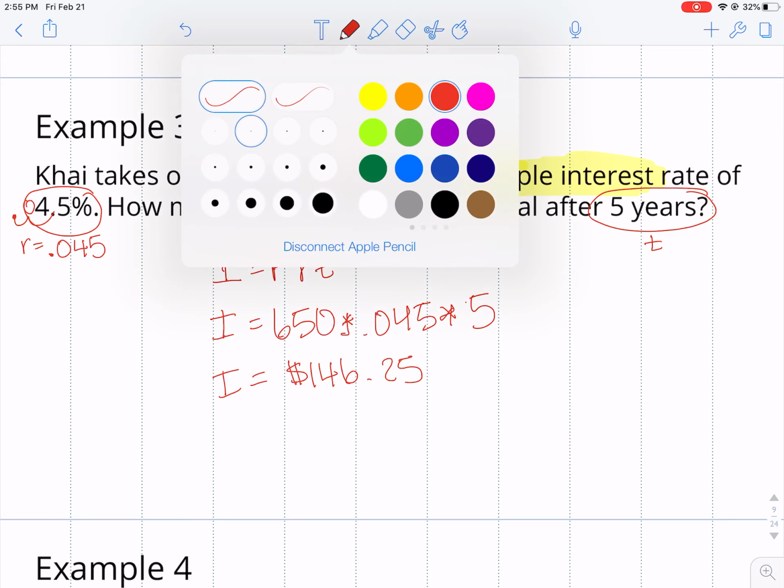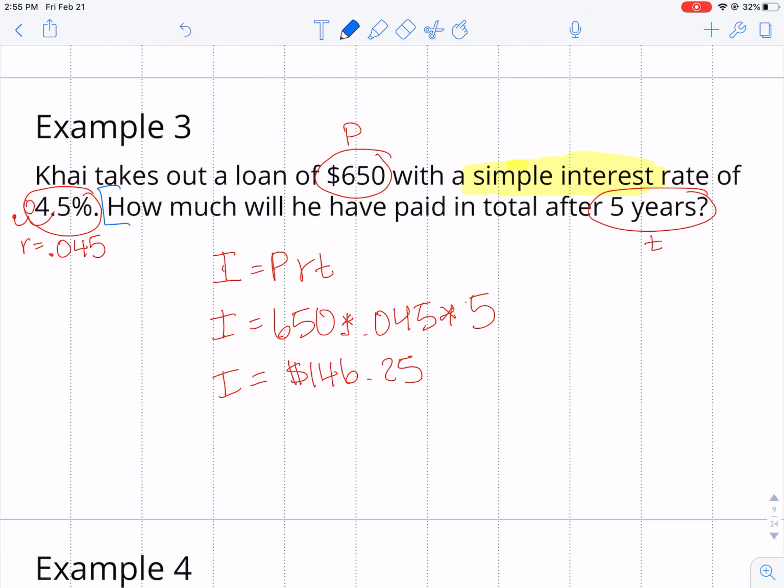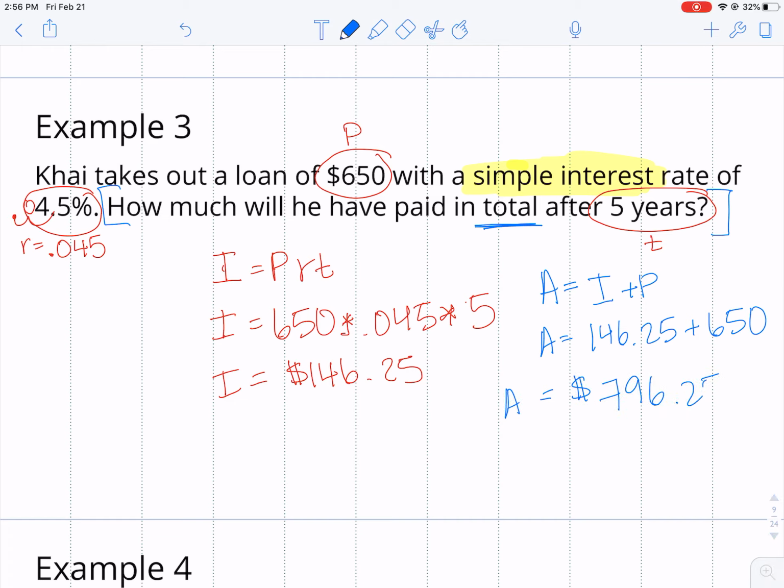Now let's look at the question. It says, how much will he have paid in total? So total means total amount. So we need to, again, add this back to the principal. And that should give you $796.25.